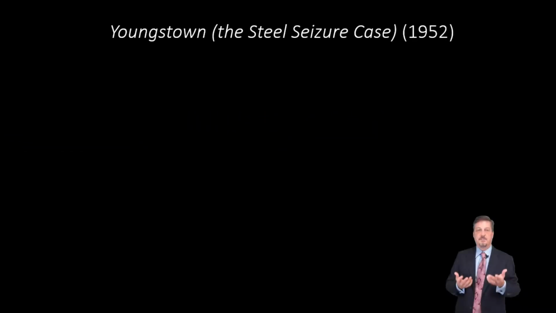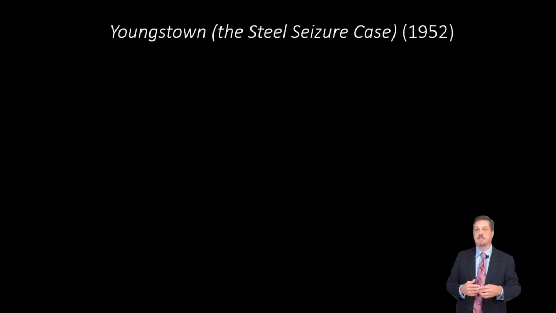This background leads to the famous Youngstown Sheet and Tube Company v. Sawyer case. The Youngstown framework, which as we'll see derives from a concurrence written by Justice Jackson, remains the lens through which the courts view the scope of the president's inherent powers.